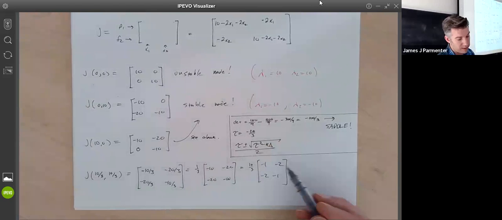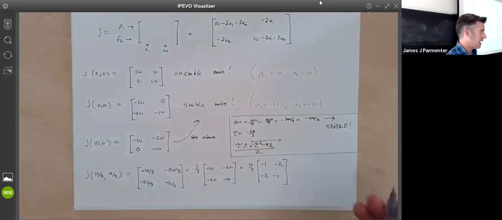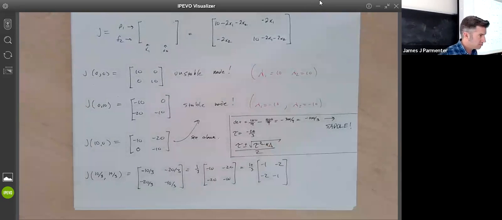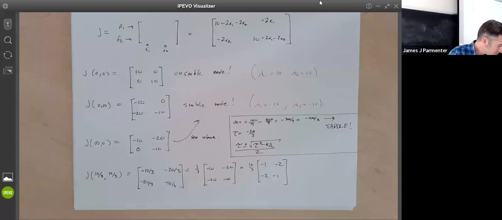So I'm going to say it one more time, at least. If your determinant's negative, you must have a saddle. Stop. You shouldn't even find the trace like I did. Okay. Questions before we talk about something a little different.